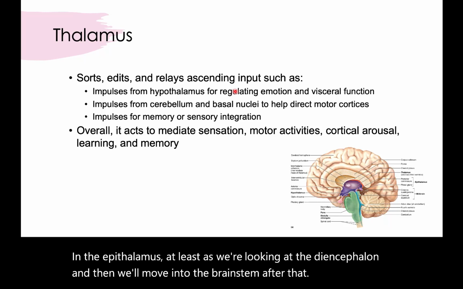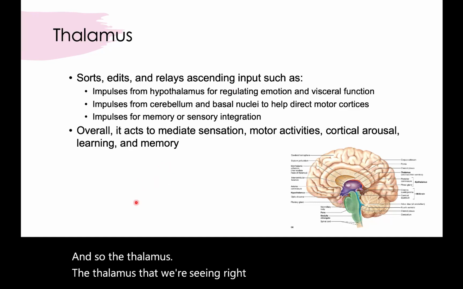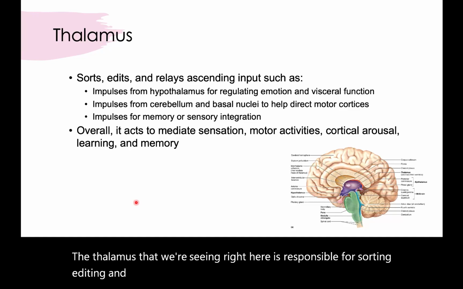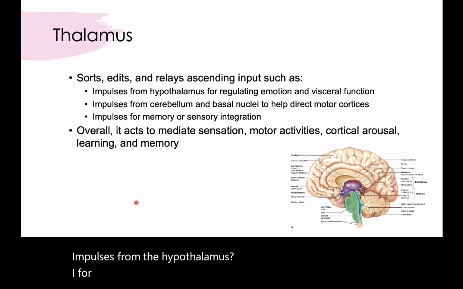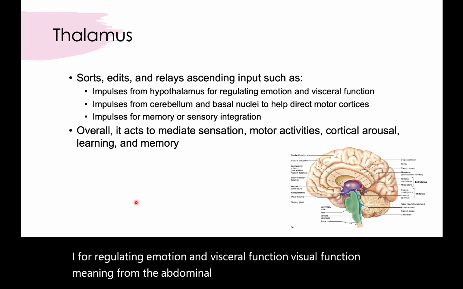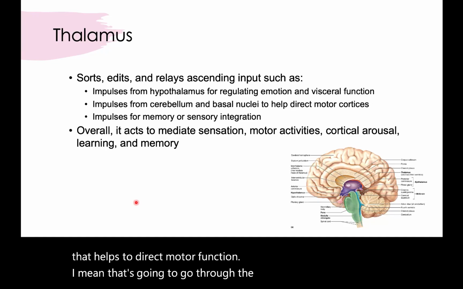And so the thalamus that we are seeing right here is responsible for sorting, editing, and relaying input. All right, so what do we mean by that? Well, impulses from the hypothalamus, for regulating emotion and visceral function, meaning from the abdominal cavity. Impulses from the cerebellum, that helps to direct motor function. All of that is going to go through the thalamus. And impulses for memory and sensory integration.